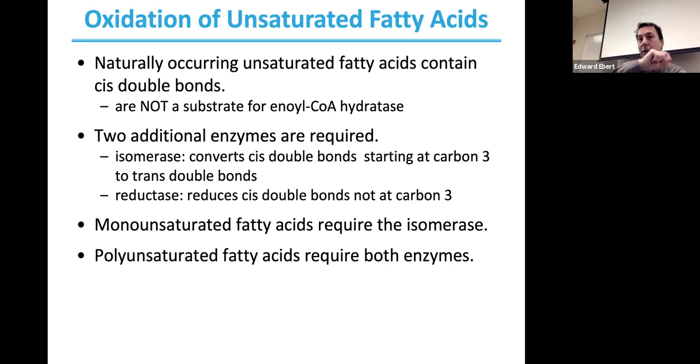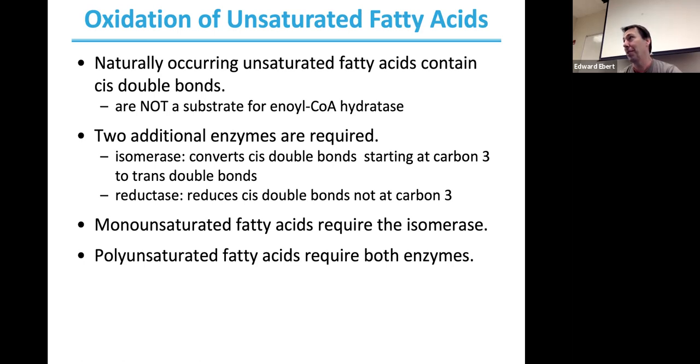And our trifunctional enzyme here is actually making a trans double bond. So what we need to do is convert that cis double bond into a trans double bond. Okay, so we have an isomerase to do that, and then our reductase will reduce any cis double bonds that are not at carbon 3. Okay, so if we have them at the wrong position in there, we'll just get rid of them and saturate the fatty acid and then proceed as normal.